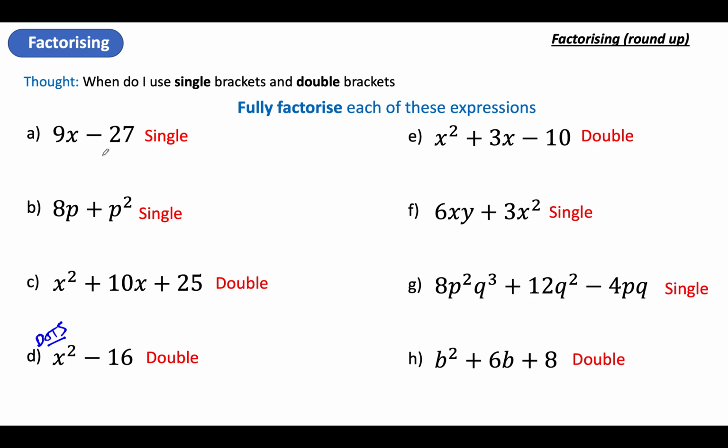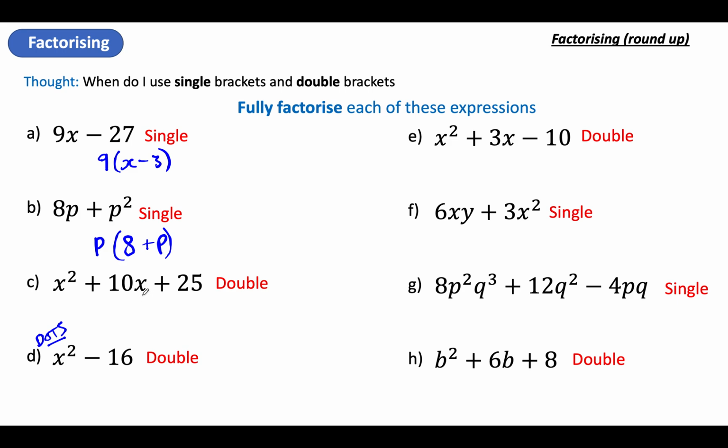Okay, here we go then. So 9 is the common factor. So we have x minus 3 on the inside of the bracket. Right, this one, p is the common factor here. We have 8 plus p on the inside of the bracket.